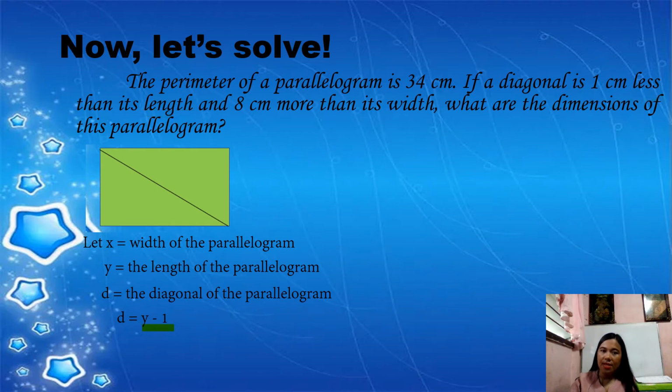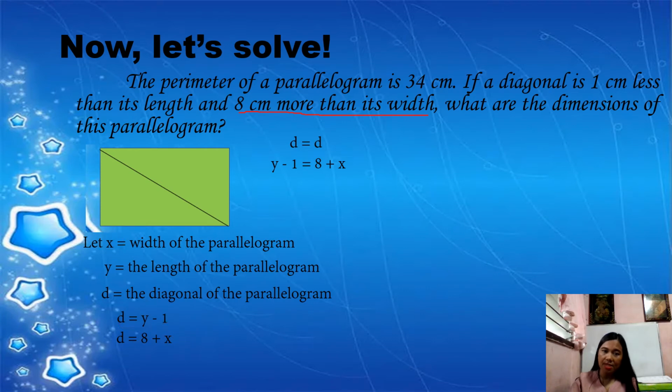Let's erase it. Another given is the diagonal is 8 centimeters more than its width. If our width is x, we will have diagonal 2 is 8 plus x. And take note that diagonals of a rectangle are congruent. So we can equate diagonal 1 and diagonal 2. From our given, we can substitute d with y minus 1, and another d with 8 plus x. So we now have y minus 1 equals 8 plus x.